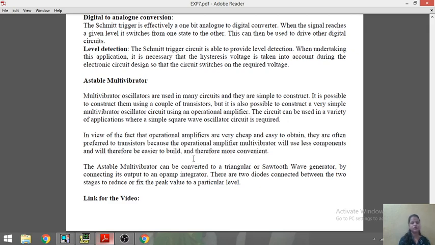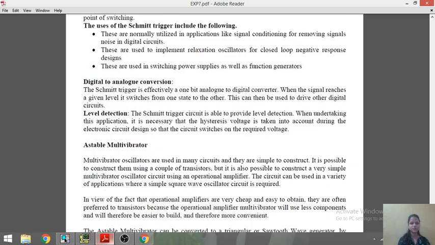The astable multivibrator can be converted into a triangular and a Sawtooth wave generator by connecting the output of the op-amp to an integrator. That is, the first stage is the astable multivibrator and the second stage is the integrator. There are two diodes connected between the two stages, that is the Zener diode, to reduce or fix the peak value to a particular level. So like this I performed experiment number 7 successfully. Thank you.